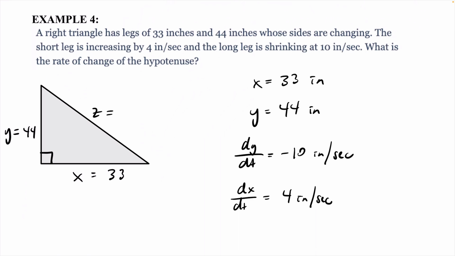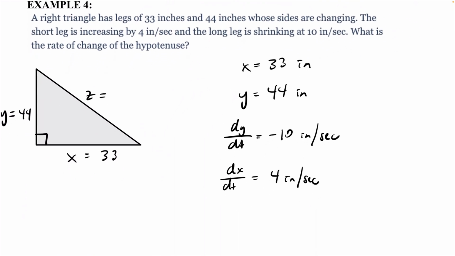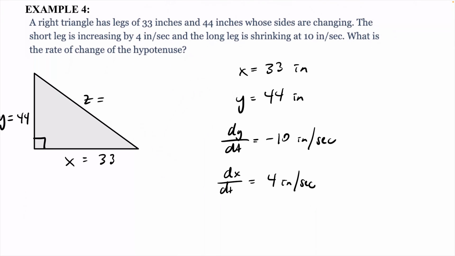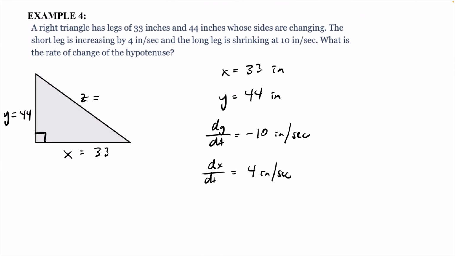Okay. Do I know anything else? Is there any other given information that I haven't put on paper yet? We need to find the rate of change of the hypotenuse. Did they tell us that? No, so it's not given. That's it. Okay. Move on to the next part.